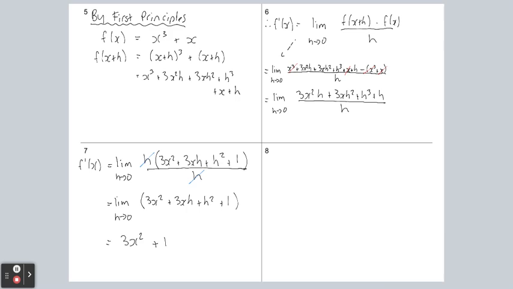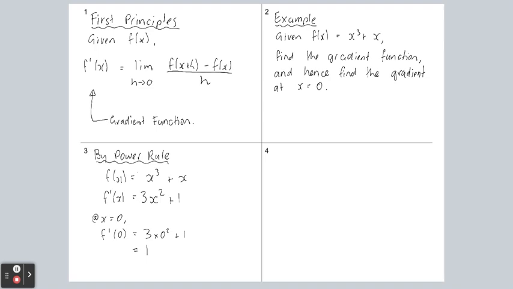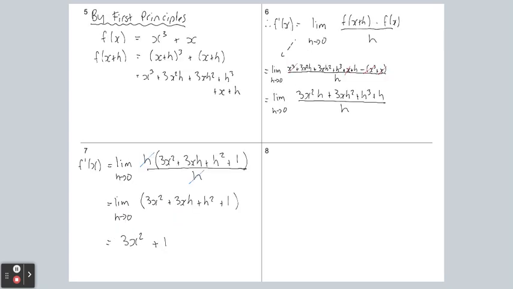So we have 3x squared plus 1. And then you wipe your brow and say, that was a lot of hard work. Just to confirm, by the power rule, f dash of x equals 3x squared plus 1. By first principles, f dash of x equals 3x squared plus 1. It would be a real bummer if we didn't get the same expression out of it.